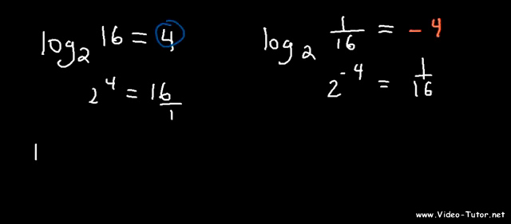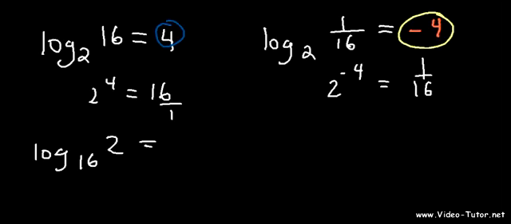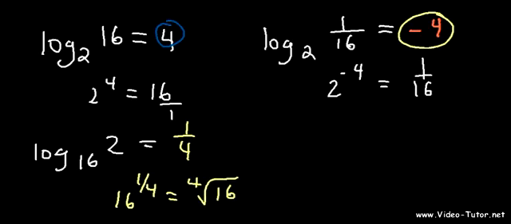Now what about this one? Let's say if we reverse the order. So log base 16 of 2 instead. So like all of them, it's going to have a 4 in it. But what do you think the answer is? It turns out that it is 1 over 4. 16 to the 1/4 power, which is the same thing as the 4th root of 16, is equal to 2.